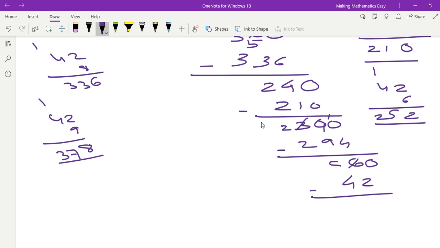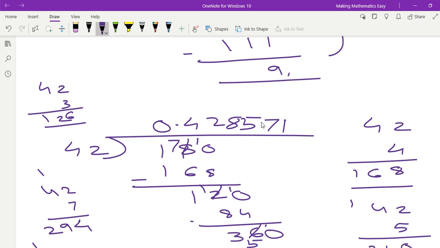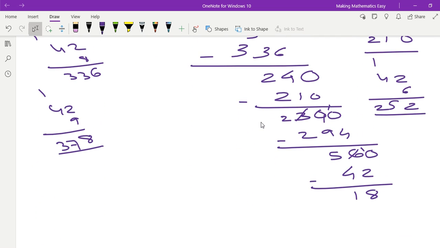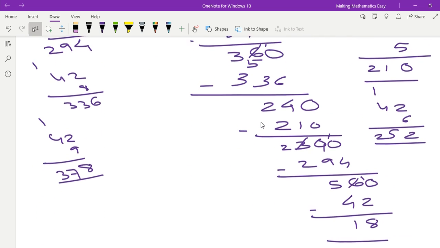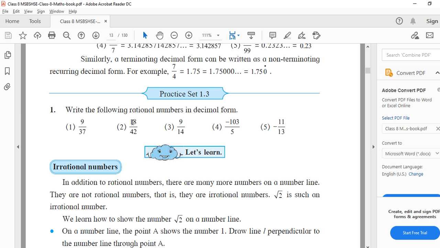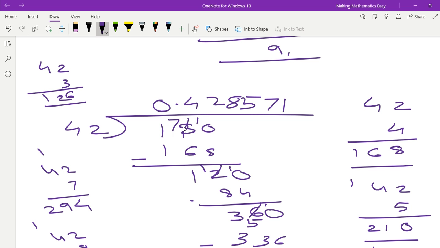So this will become 5, this will become 10, so this will be 8, and this will be 1. So this is 18. So if we see 18, again we have reached the starting point, which was our question, 18, correct? So our question was 18, so again we have reached the starting point.